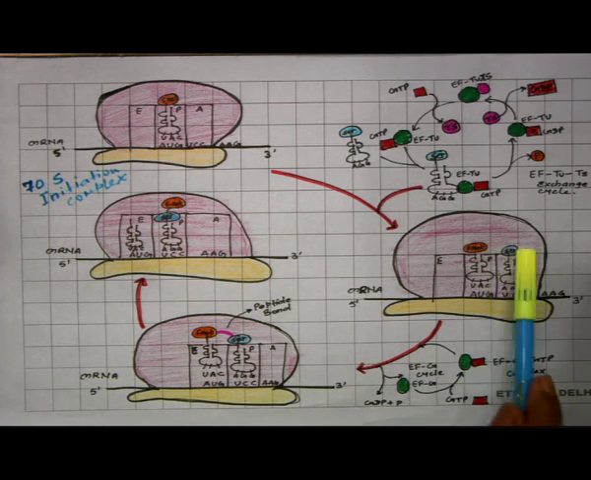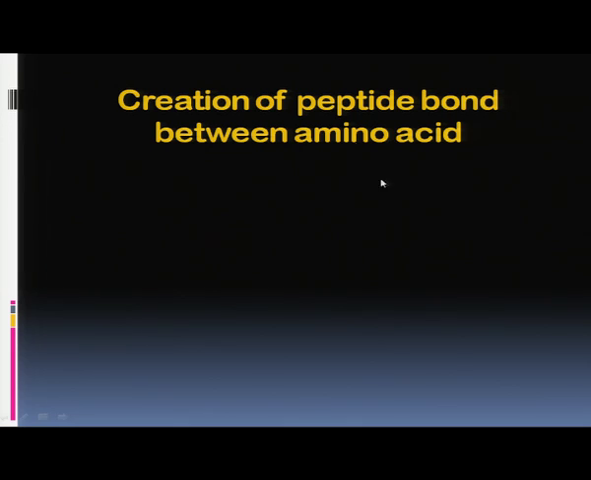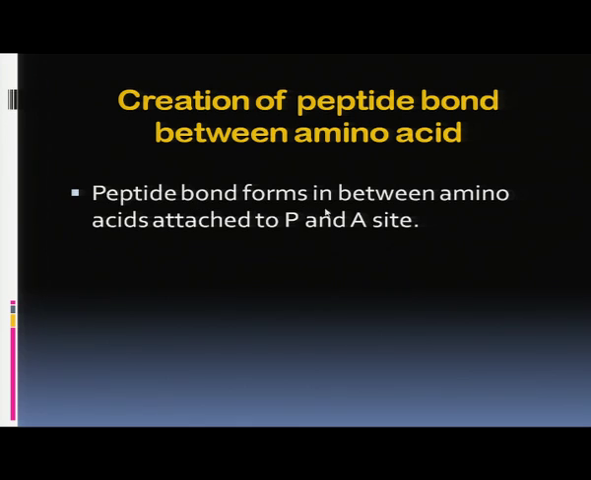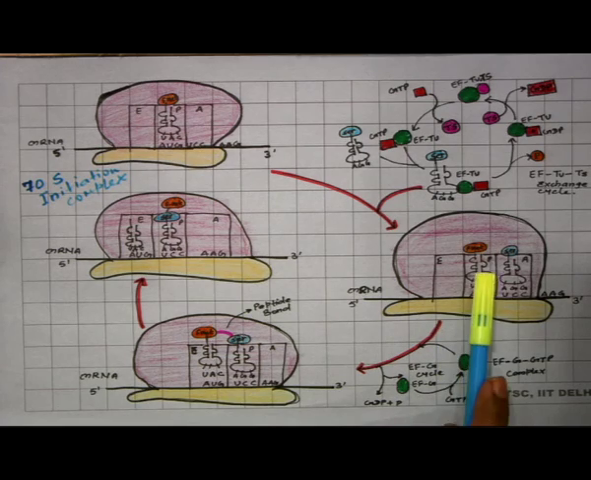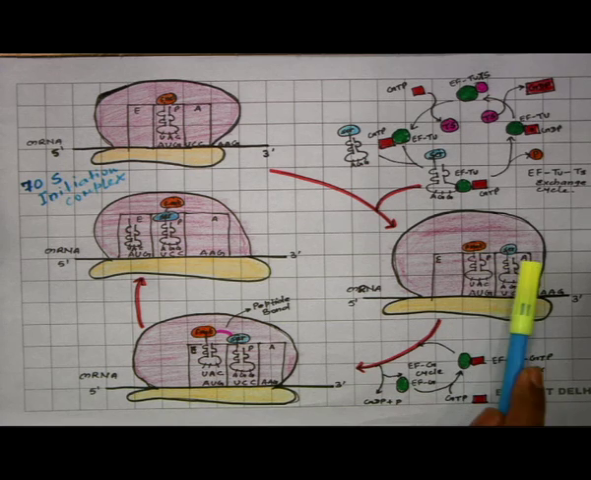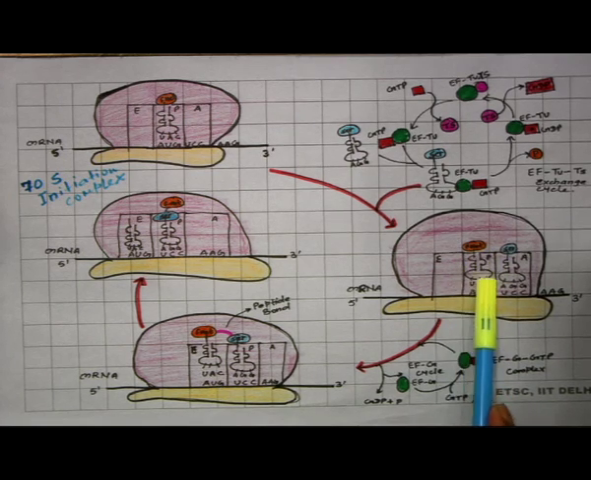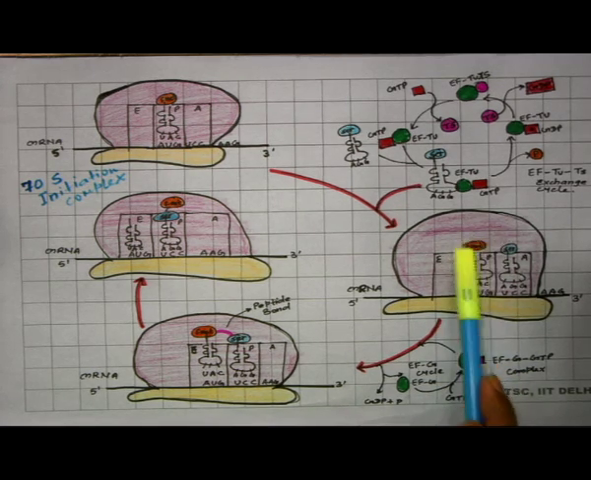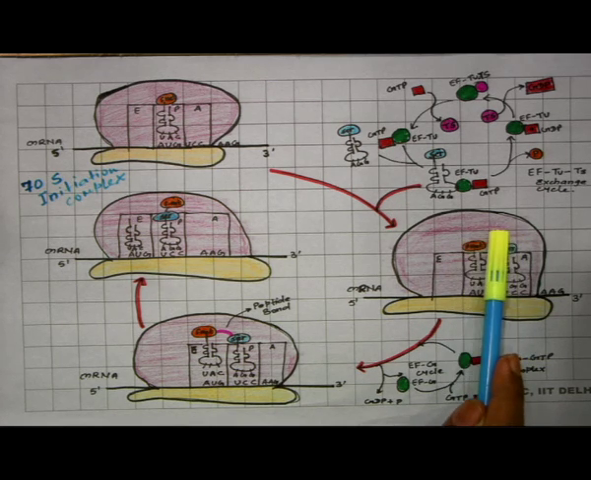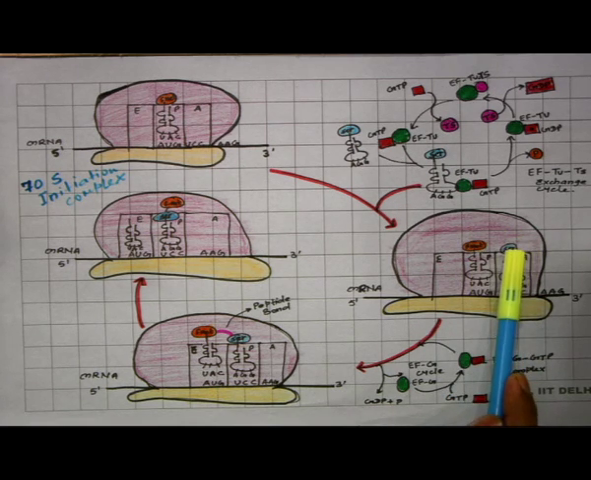Now, let us see how these two amino acids will form the peptide bond to elongate the protein chain. The second step of elongation is the creation of a peptide bond between amino acids. Peptide bond forms between the amino acids attached to the P and A sites. You can see in the diagram, we have two amino acids attached with charged transfer RNA at the P site and A site. In the next step of this peptide bond formation, the amino acid is released from the P site from its transfer RNA. From this P site charged transfer RNA, this amino acid, methionine, will be released. When it is released, it will form the peptide bond with the adjacent amino acid.